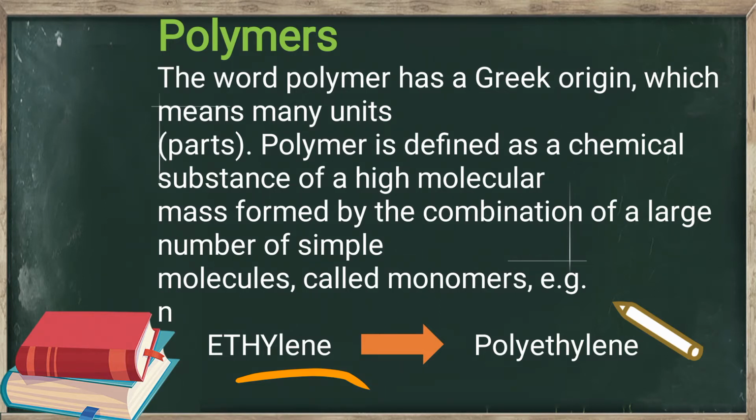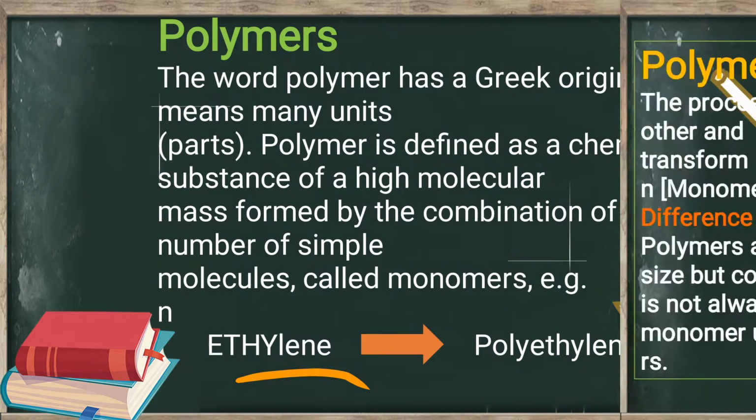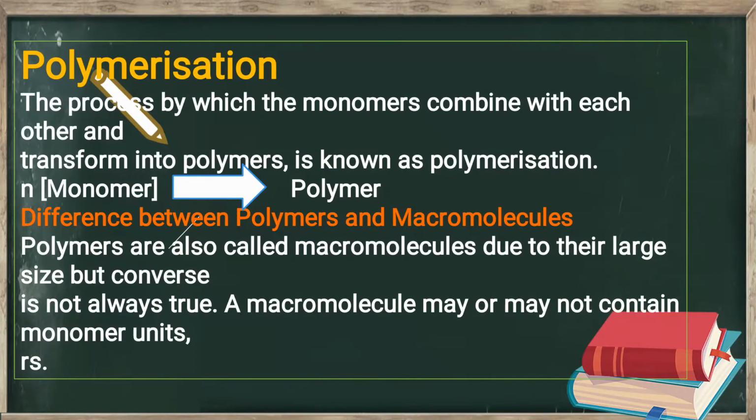Here we see an example: ethylene, which forms the polymer polyethylene. N number of ethylene molecules combine with other ethylene molecules and they form polyethylene. What is the polymerization process? The process by which the monomers combine with each other and transform into a polymer is known as polymerization. Here you can see N monomers combine and they form a polymer.